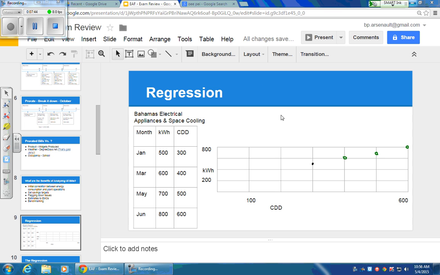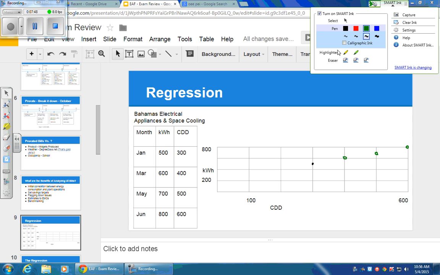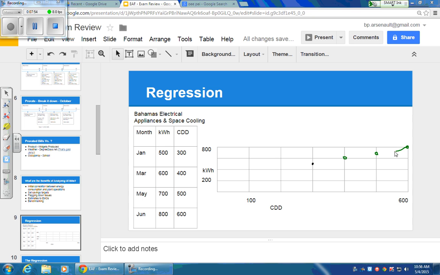Okay, my next thing I'm going to do is insert a line, and I'm going to go all the way. I wish I had a ruler here, but I'm going to basically draw this line down through here, and I'm kind of looking at that and saying I need to be in this corner here, and in the middle, and in the corner. Okay, and that there is my regression.